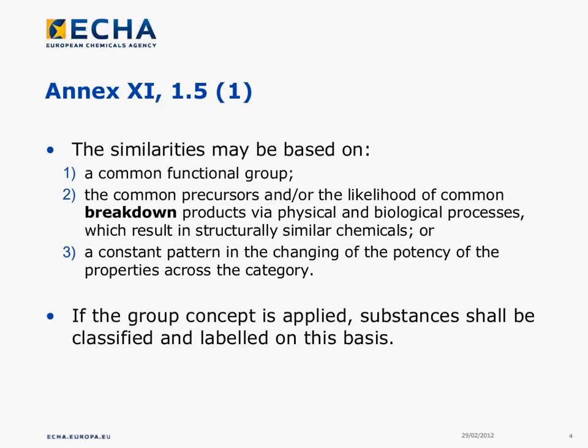It's also stipulated in Annex XI 1.5 that the similarities among the chemicals you want to read across may be based on them having a common functional group, or that they have common precursors and/or the likelihood of common breakdown products via physical or biological processes which result in structurally similar chemicals, or a constant pattern in the changing of the potency of the properties across the category. This is not an exhaustive list. These are just a number of examples of possibilities.